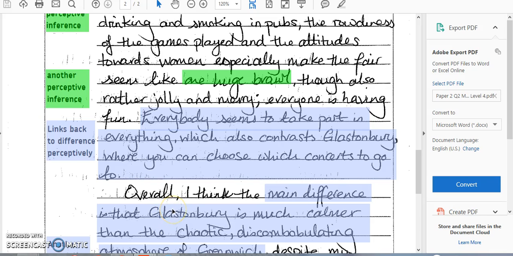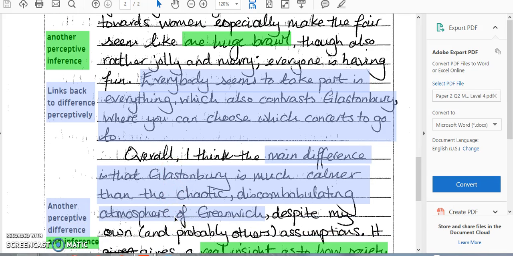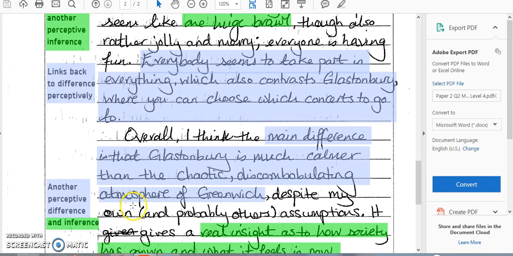Overall, I think the main difference is that Glastonbury is much calmer than the chaotic, discombobulating atmosphere of Greenwich. So another perceptive difference there, really. This isn't just the basic stuff like, well, one's a music festival, one isn't really a music festival. This is getting to the heart of it, really thinking about the sources, really thinking about the atmosphere, what you can see, what you can do. And they've come to the overall conclusion that the main difference is that it's much calmer at Glastonbury than the chaotic atmosphere of Greenwich.